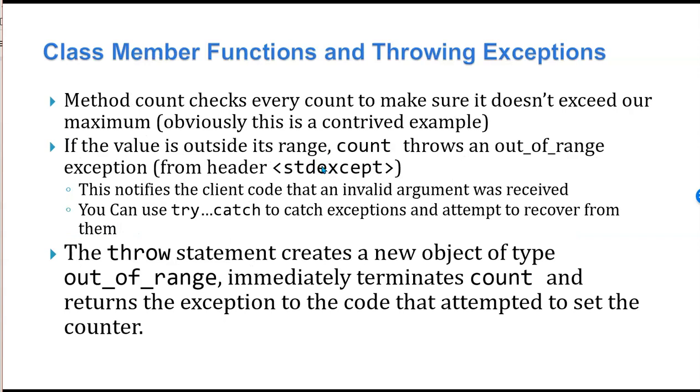So, method count checks every count to make sure it doesn't exceed our maximum. Obviously, this is a contrived example. If the value is outside of its range, count throws an out-of-range exception. And this notifies the client code that an invalid argument was received. You can use try-catch to catch exceptions and attempt to recover. The throw statement creates a new object of type out_of_range, immediately terminates count, and returns the exception to the code that attempted to set the counter.